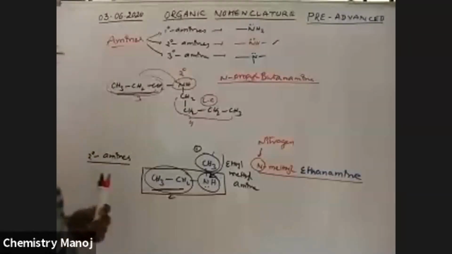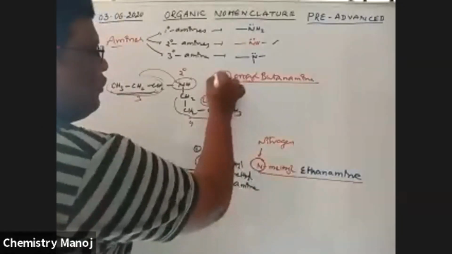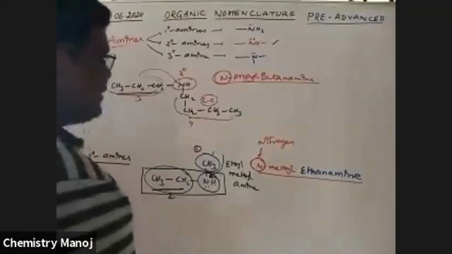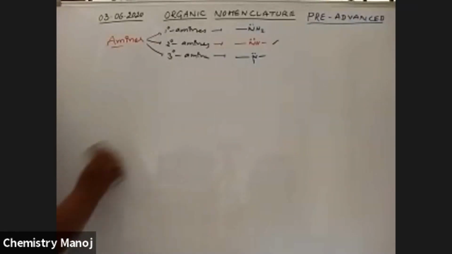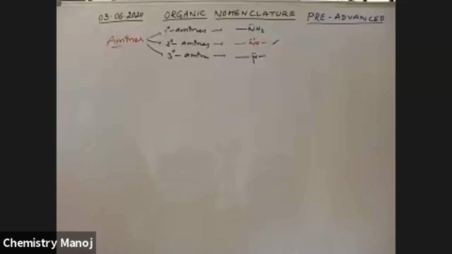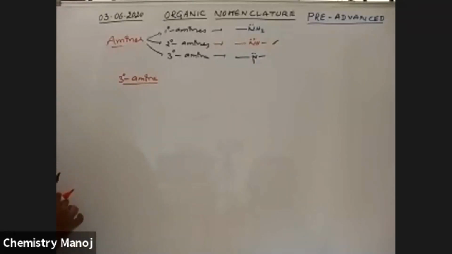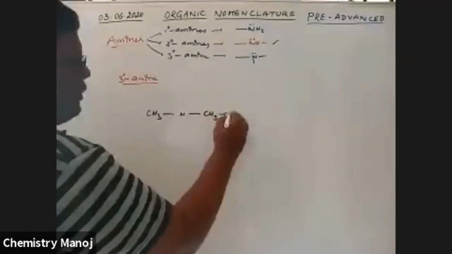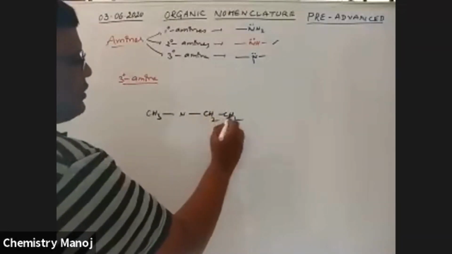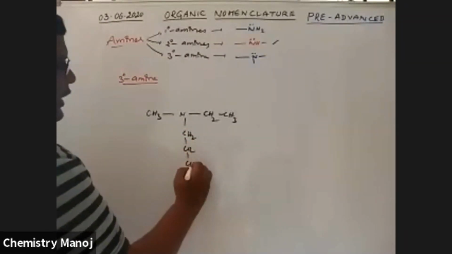Now I am taking tertiary amines. In secondary amines, N is indicated once. Next, tertiary amines. A tertiary amine is, for example, CH3, N, CH2CH3, CH2CH2CH3.